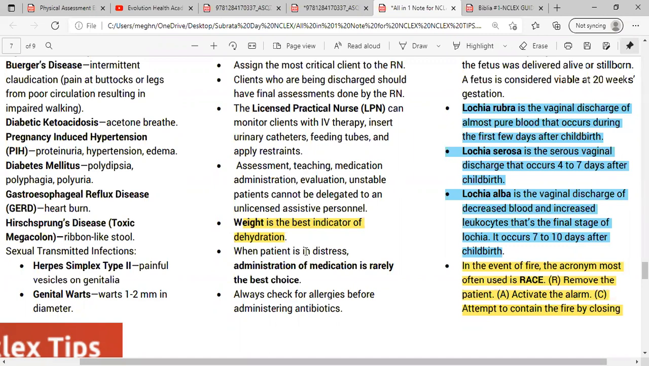When a patient is in distress, administration of oral medication is not the best choice. So if I have shortness of breath, you do not give anything in my mouth. Always check for allergies before administering antibiotics.